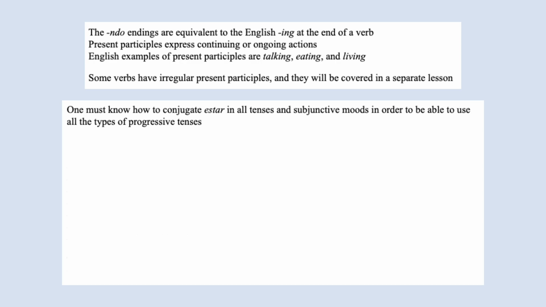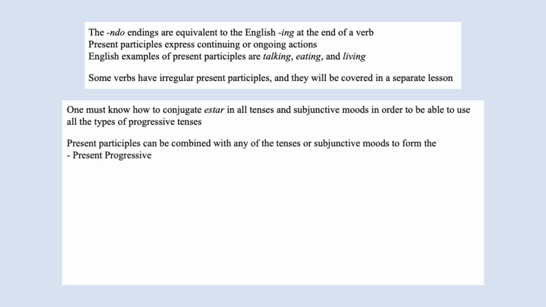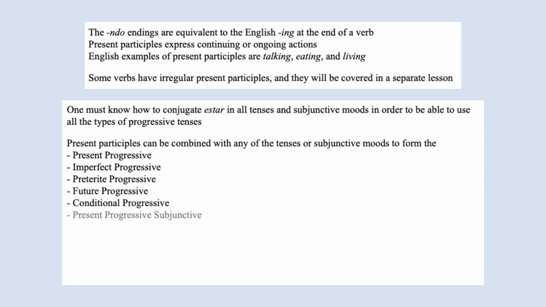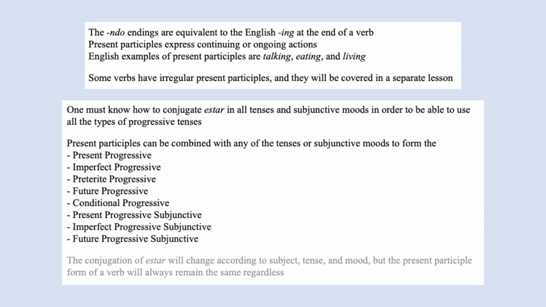So you must know how to conjugate estar in all tenses and moods in order to be able to use all the different kinds of progressive tenses. These include the present progressive, imperfect progressive, preterite progressive, future and conditional progressive, present progressive subjunctive, imperfect progressive subjunctive, future progressive subjunctive. So the conjugation of estar will change according to the subject, tense and mood, but the present participle form of a verb will remain the same regardless.